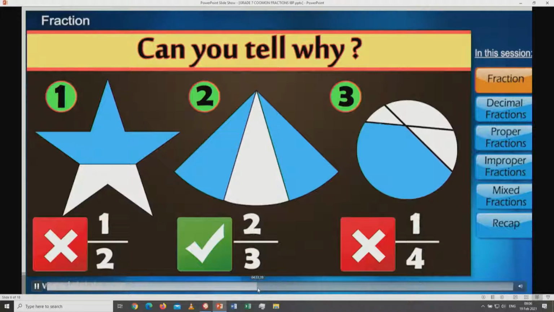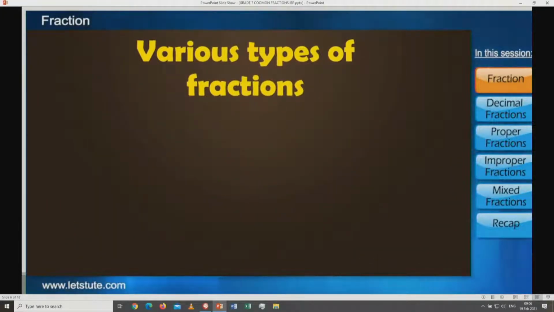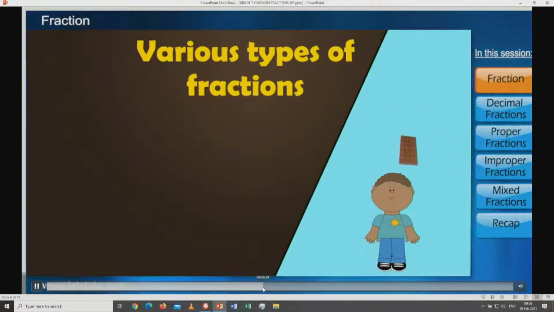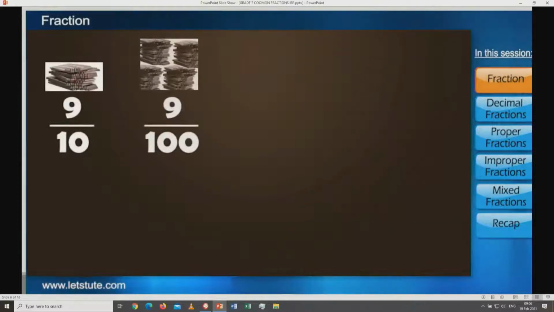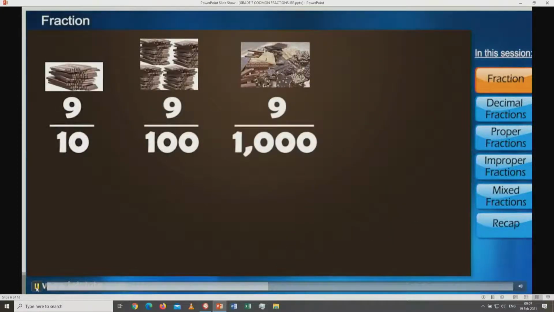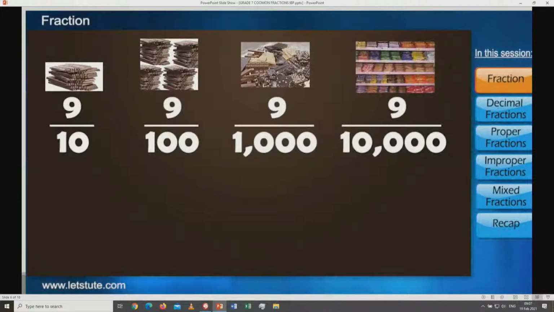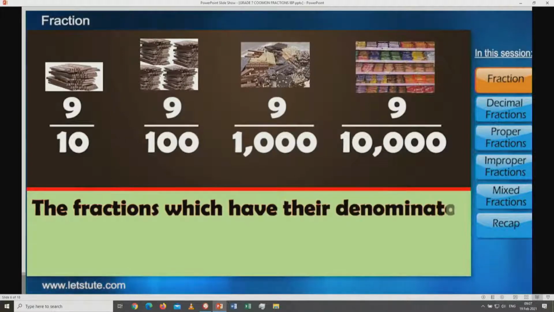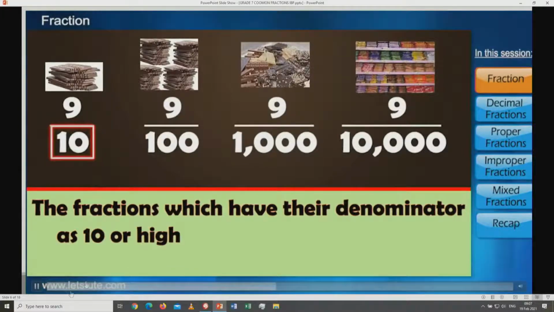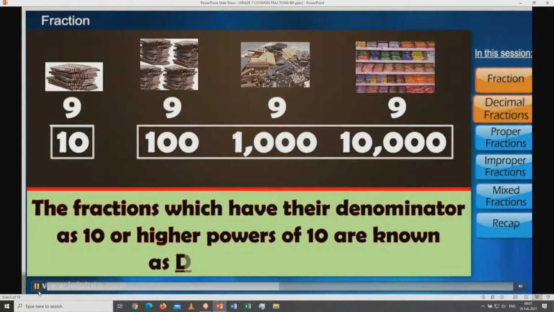Let's take a step further, learning the various types of fractions. Ben ate 9 out of the 10 chocolates. Imagine if Ben had 100 or 1,000 or 10,000 chocolates. So here, the fractions which have the denominator as 10 or higher powers of 10 are known as decimal fractions.